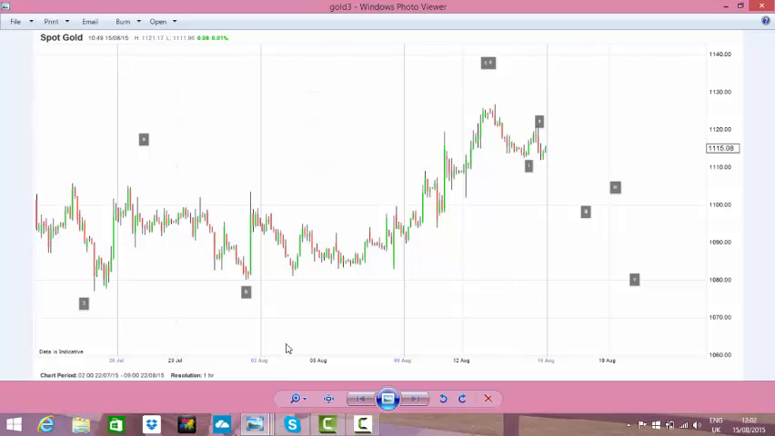But at the moment, we're looking at extending our decline into the low of wave 3 here of 1077, and that looks like it might play out over the next week, if you can see here.